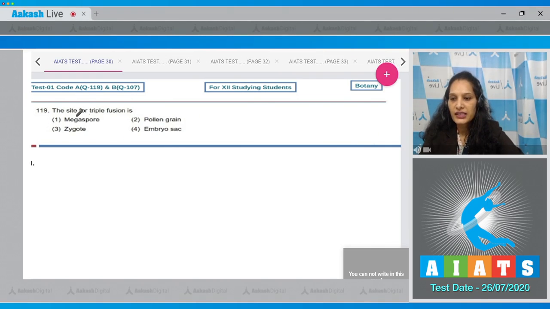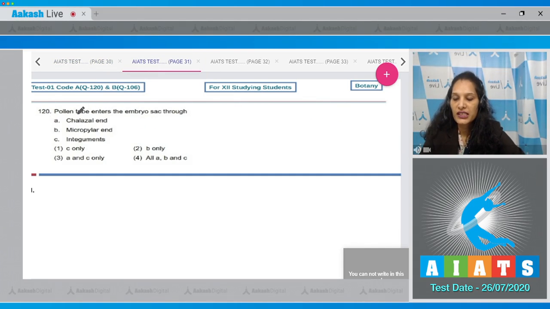Question number 119. The site for triple fusion is. Triple fusion is the characteristic feature of angiosperms in which there is a fusion of one male gamete with the secondary nucleus. And this event takes place in the embryo sac. So, the correct option for the given question is option number 4. Let's move to the next question.